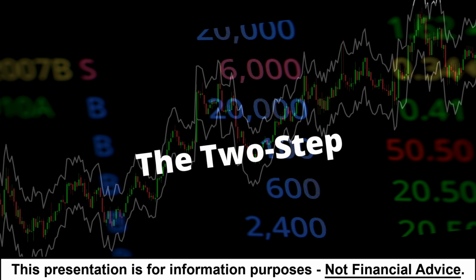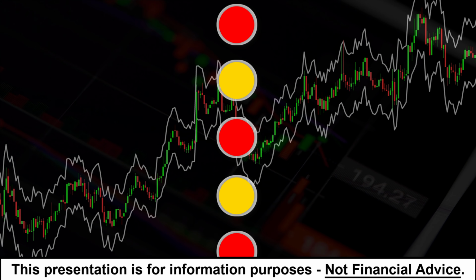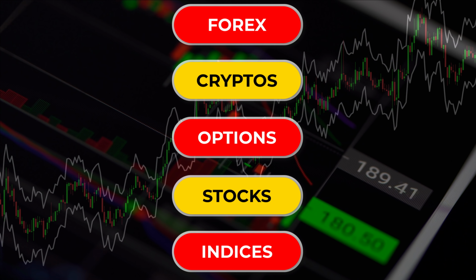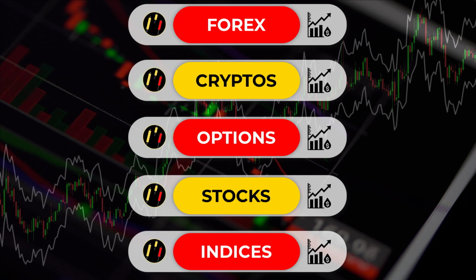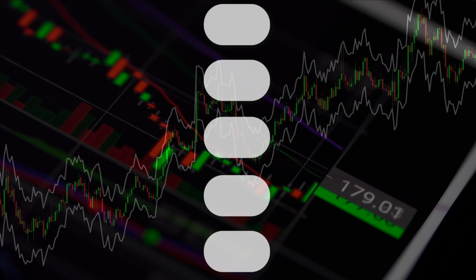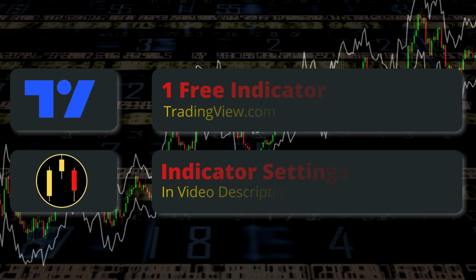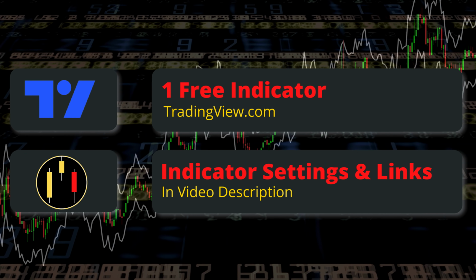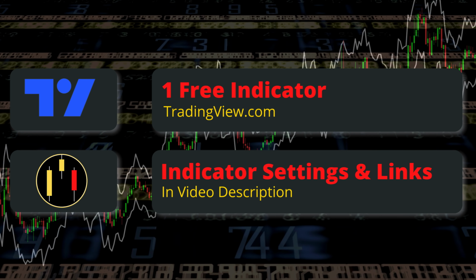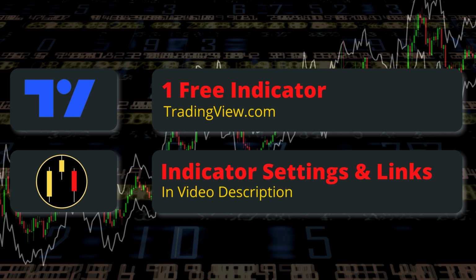I call this system the two-step, and like most trading systems, it can be adapted to Forex, crypto, options, stocks, indices, or any instrument that has significant volume and market participants. This trading strategy utilizes one free TradingView indicator. As always, the link and settings to the indicator is listed in the description below.